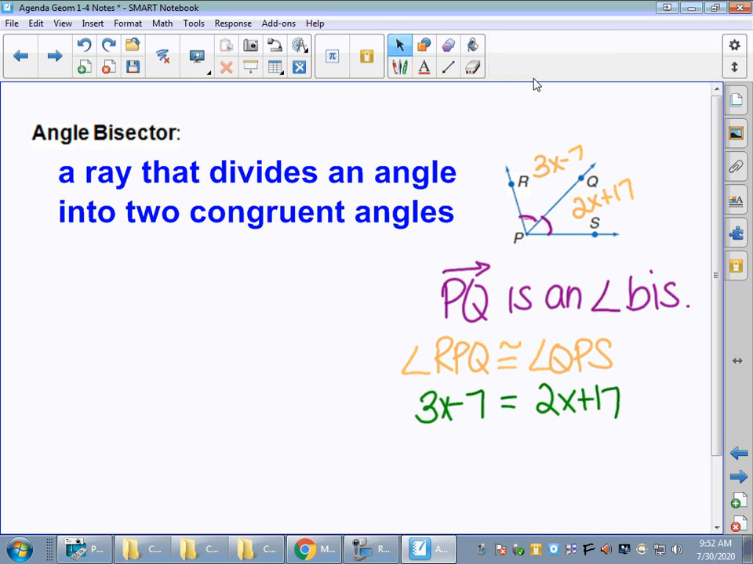I don't know if you've noticed that I jump between a congruent and an equals. When it's congruent, I'm talking about the angles. When it's equal, I'm talking about the algebra problem. Notice there's still a geometric statement there, and then I substitute in the algebra.